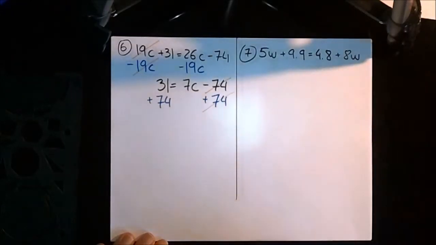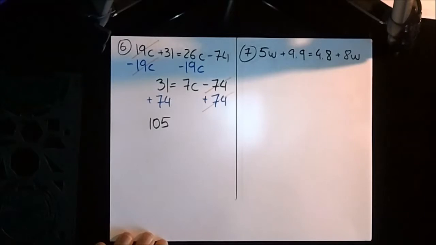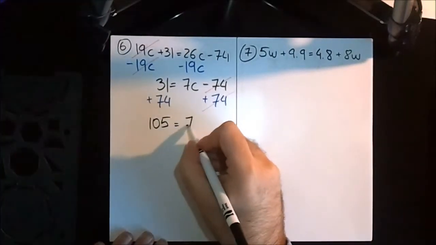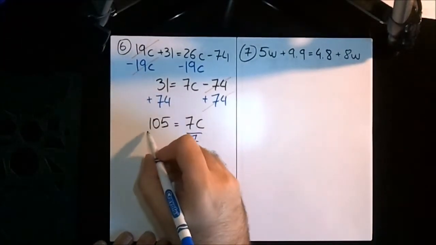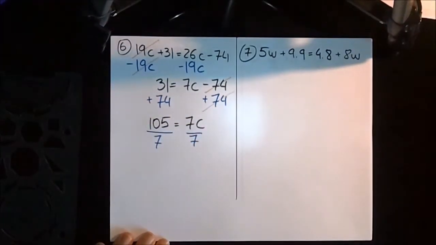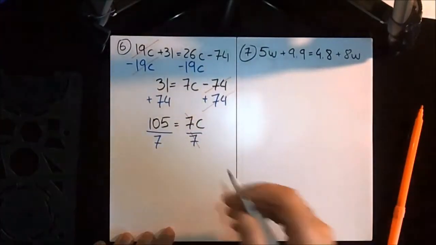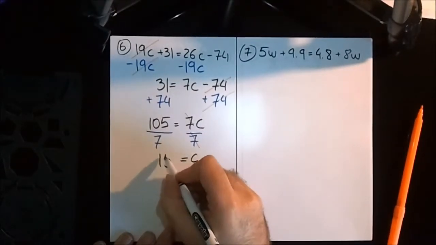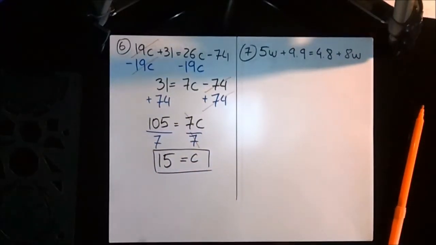And on the left side, 31 plus 74, anyone know the answer to that off the top of their head? Some quick mental math. 105, if memory serves. Yes, that's right. And then my last step is to divide both sides by 7 to get rid of this multiplied by 7. And does anyone know what's 105 divided by 7? If you said 15, you're correct. And that is the answer to number 6. Solves just like any other problem we've done in this section, except with slightly bigger numbers.